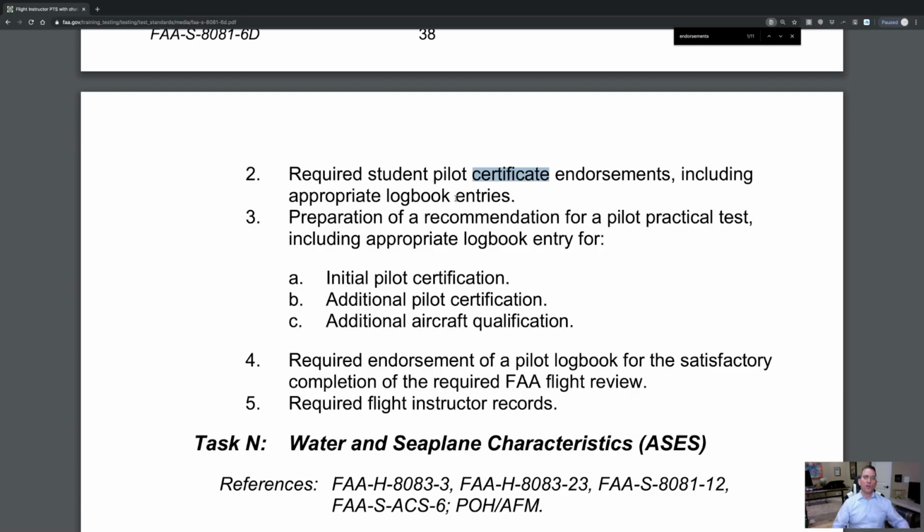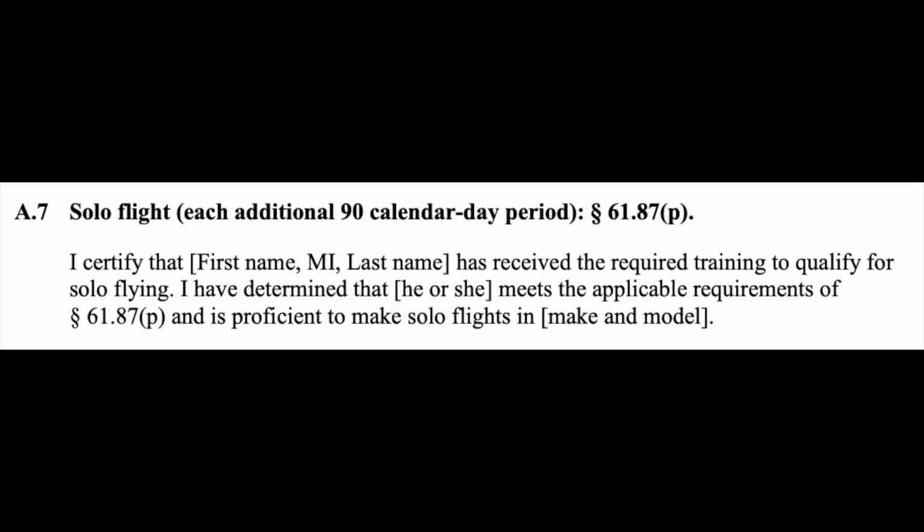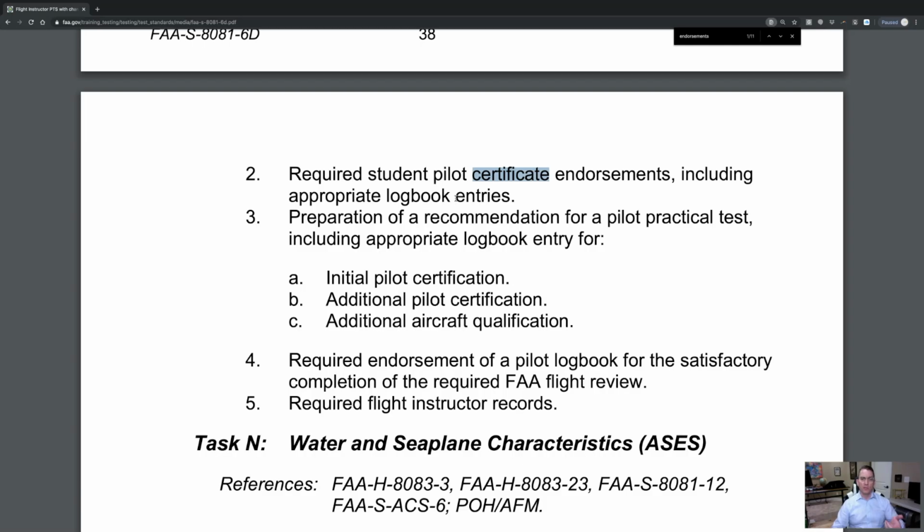And you could go a little bit beyond that with doing the 61.87 Oscar if the person's going to solo at night in the local area. You could do a 61.87 Papa if the person's going to go beyond 90 days, and you would need to re-endorse them again for another 90-day period because the 61.87 November is only valid for 90 days. So after that 90 days, you would give a Papa.